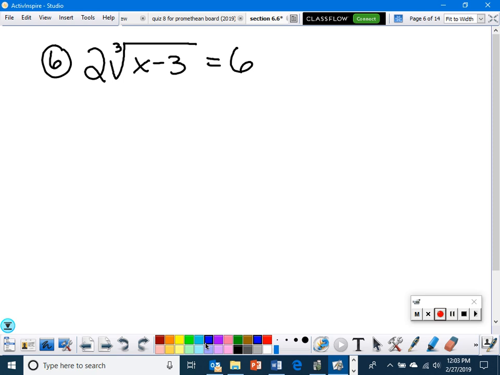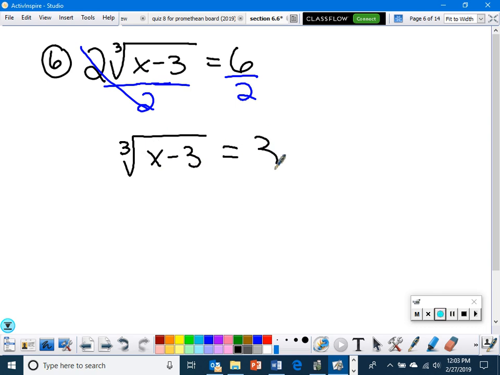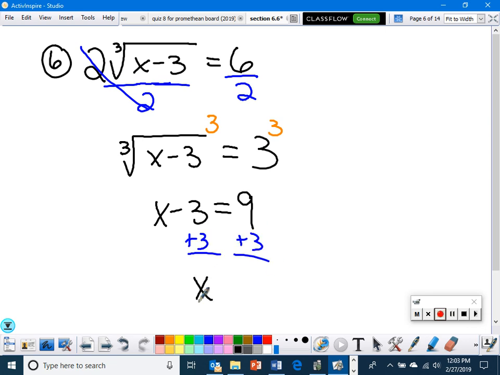Okay, on this one, you notice we've got a 2 on the outside, so we're going to get rid of that by dividing. Cube both sides. Add 3. All right, let's do one more, and then we're going to move on to a word problem.